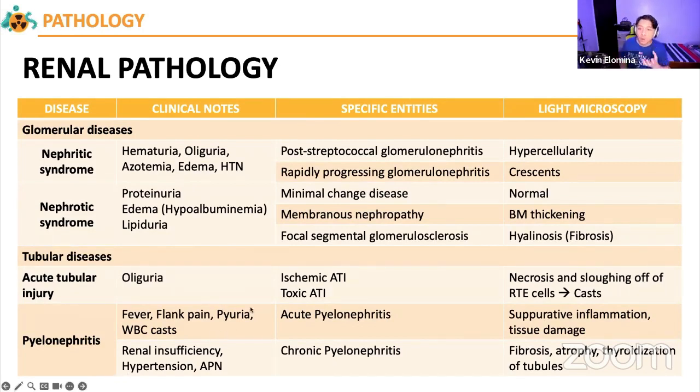Okay? Now, for your pyelonephritis, these are UTIs, no? Upper UTIs. So, governed pa rin siya ng inflammation and repair. So, for acute pyelonephritis, usually infections, no? So, you have your pyuria, fever, CVA tenderness. But for chronic pyelonephritis, usually renal insufficiency ang meron sila.